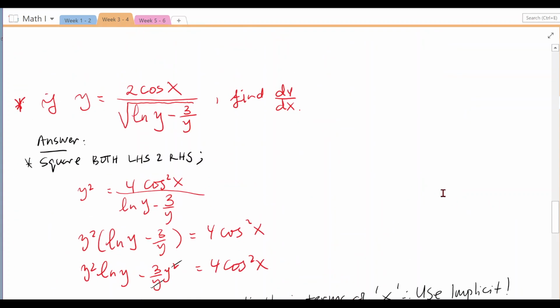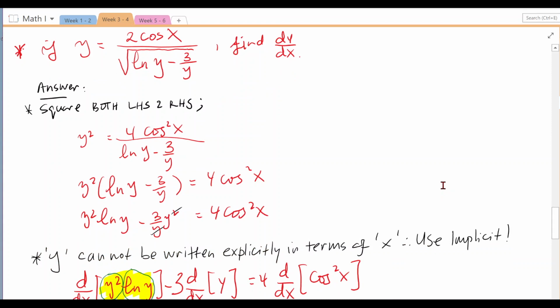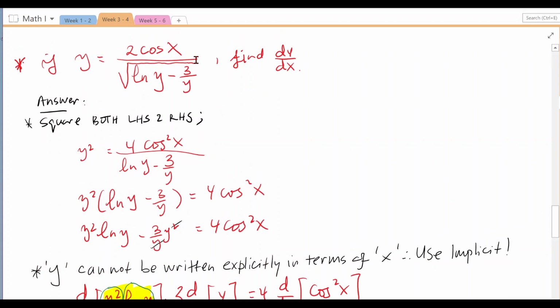Okay, this is another one. This is a little bit more complicated. If y equals 2 cos x over the square root of ln y minus 3 over y, and the question is asking for the first derivative of y with respect to x. So we have a square root sign here on the right hand side. The way I would prefer to solve this problem is taking the square of both the left hand side and the right hand side. Therefore we can get rid of the square root sign.